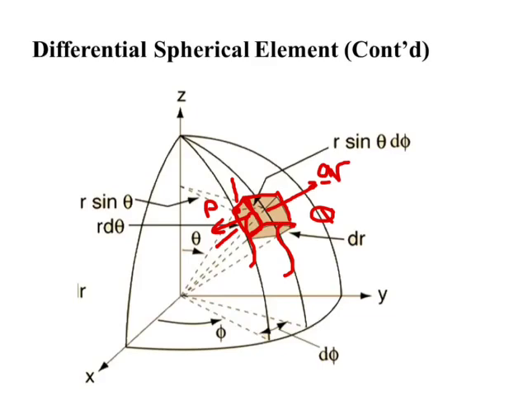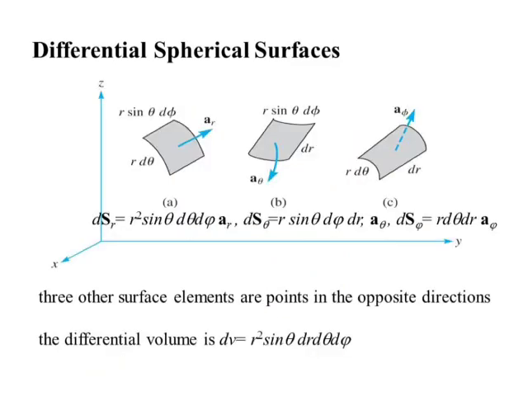The third surface is the one I'm trying to draw for you here. This is the third surface, and this one here is pointing indeed in the theta direction. This is a_theta. And this one has dimensions of dr in one side and r sine theta d phi in the other side. So in general, we have 6 faces in the same way we had in other cases. So these are 3 of the main differential surfaces that we have.